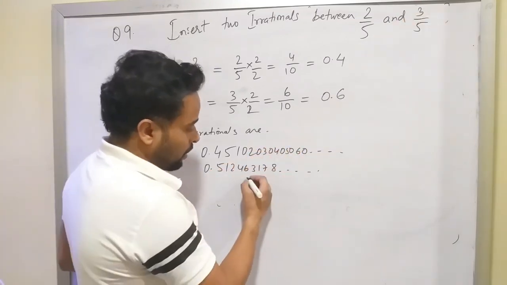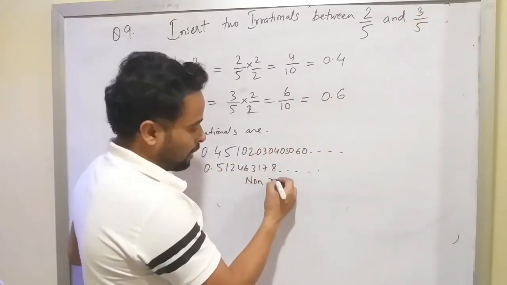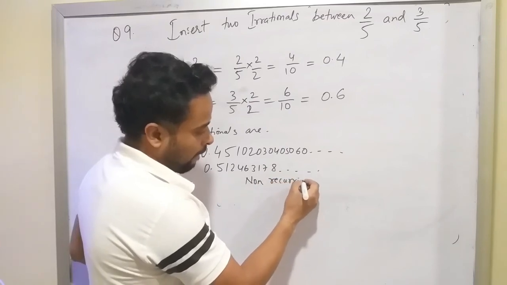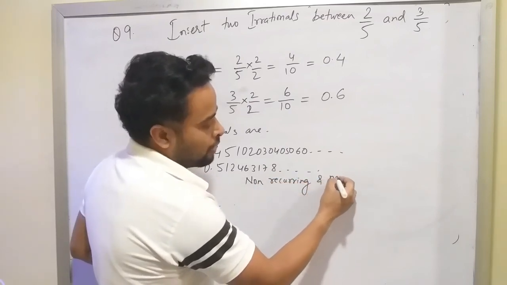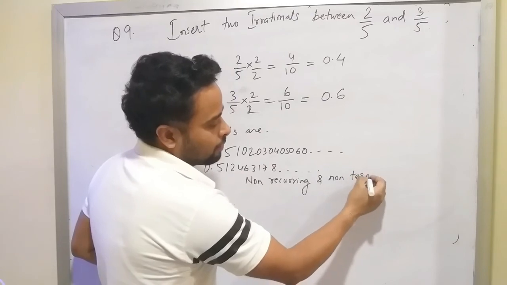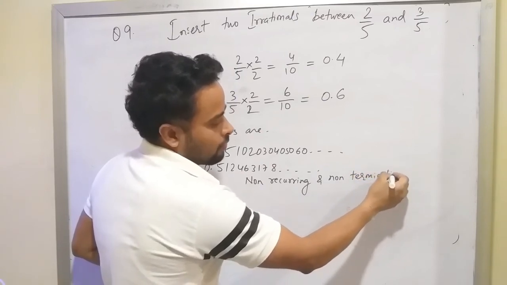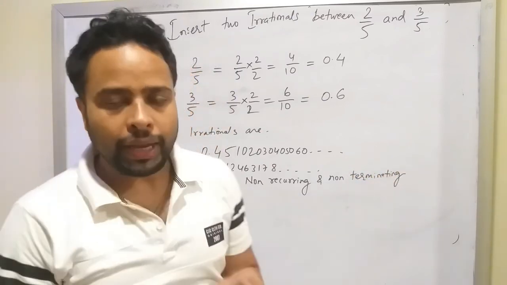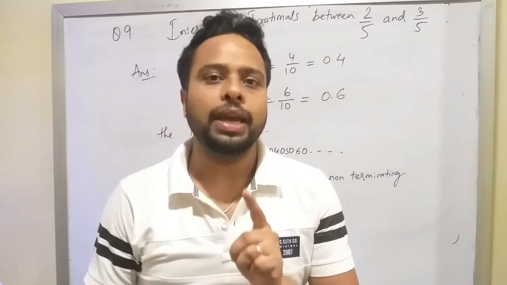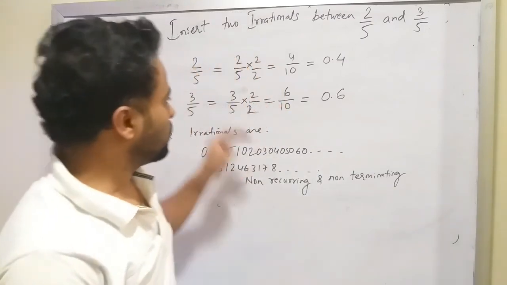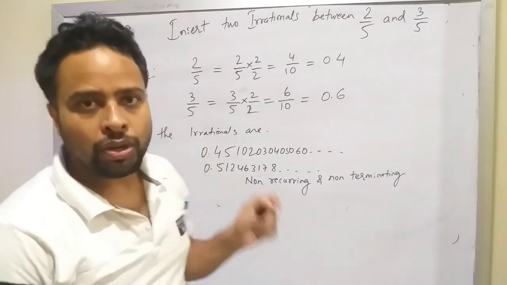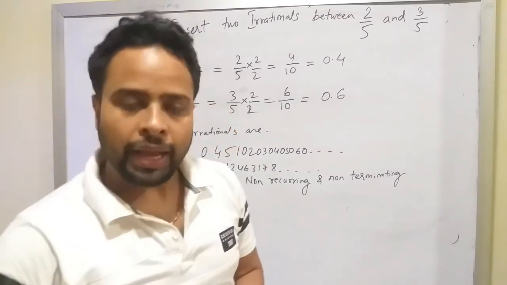These are non-recurring and non-terminating. When you have non-recurring and non-terminating, it is an irrational number. So this is what we are going to explain. Question number 9.